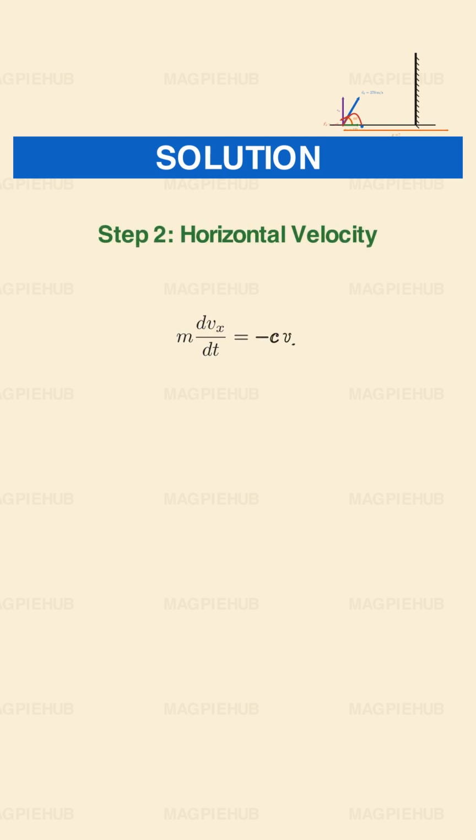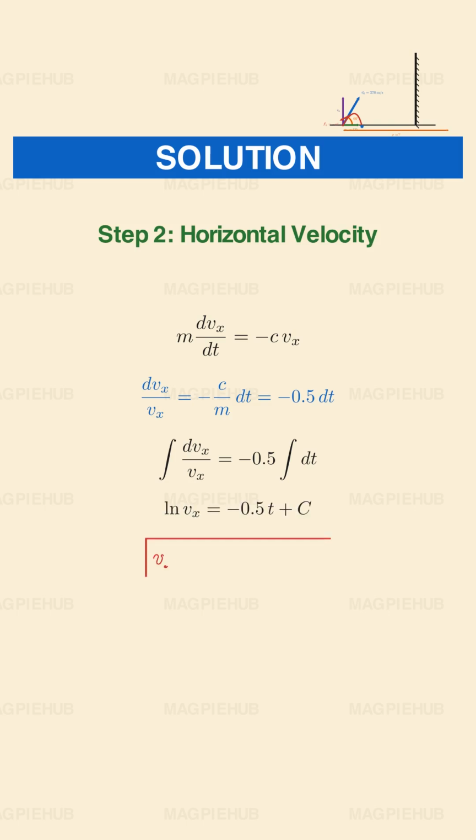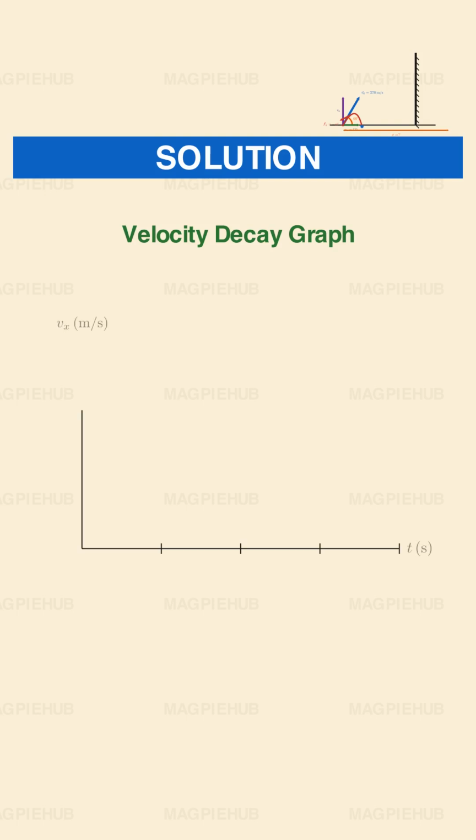Newton's second law gives m times dvx by dt equals minus c times vx. Separating variables, dvx over vx equals minus c over m times dt, which is minus 0.5 dt. Integrating both sides, we get vx of t equals 135 times e to the power minus 0.5 t. Notice how the horizontal velocity decays exponentially. At time 0, it is 135 meters per second, and it decreases as e to the minus 0.5 t. This exponential decay is the hallmark of linear drag problems.